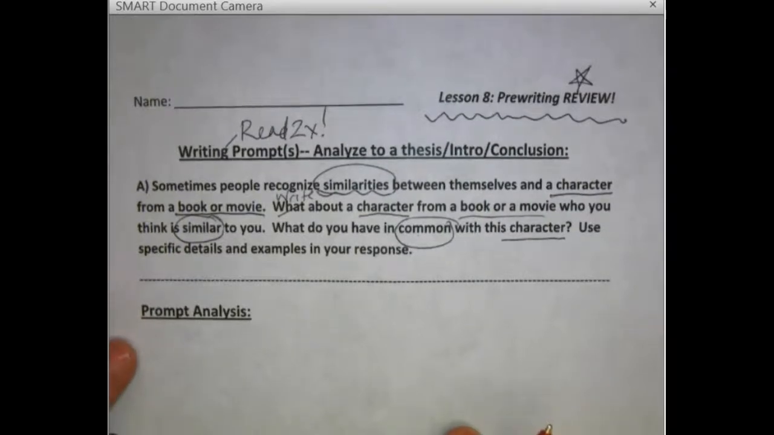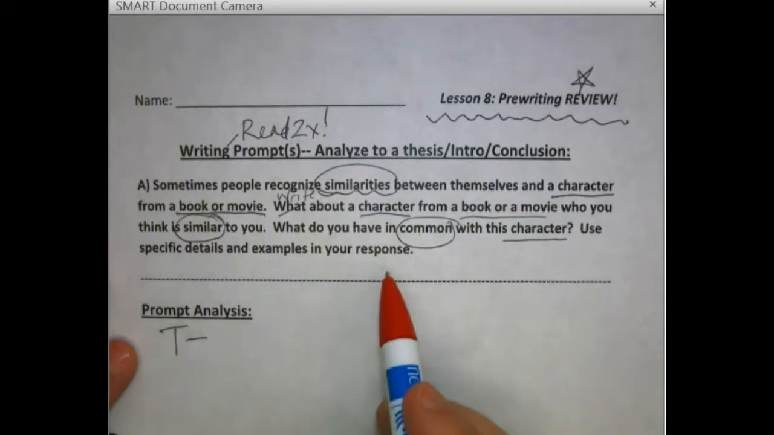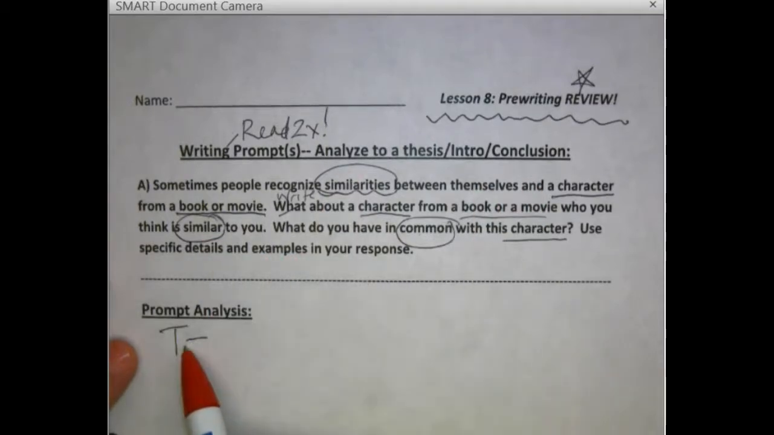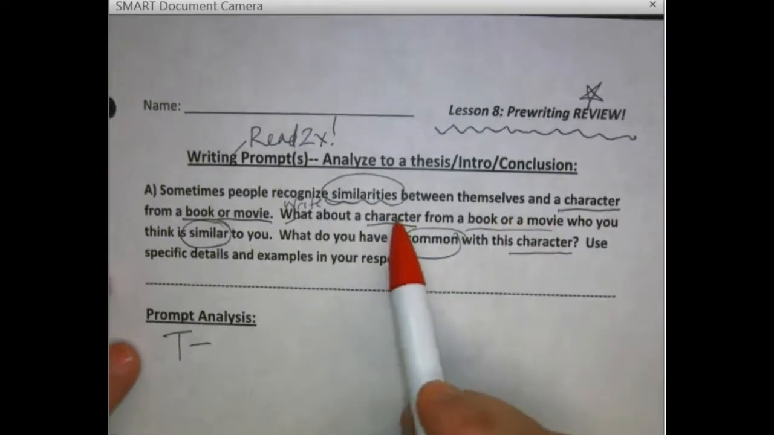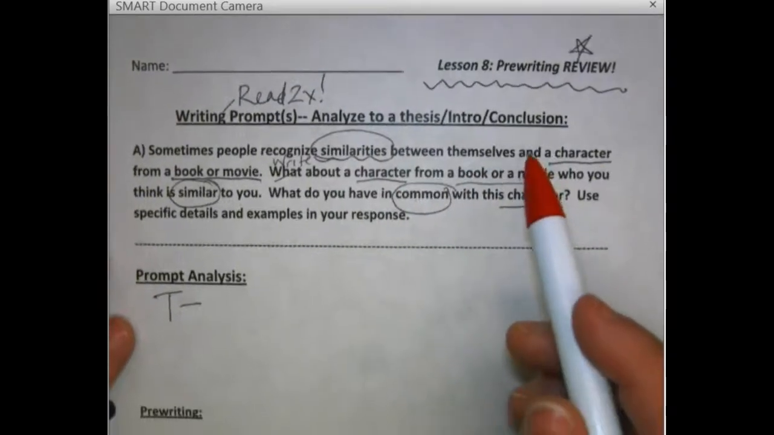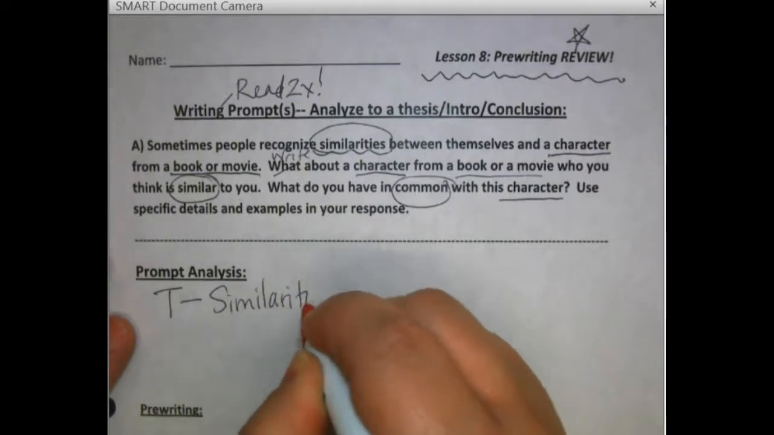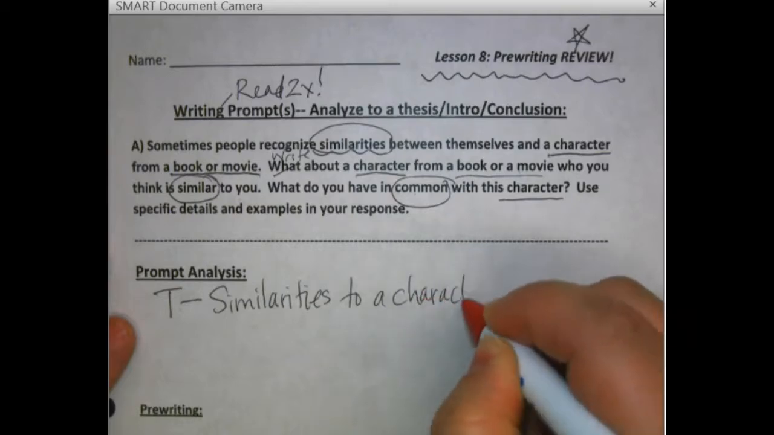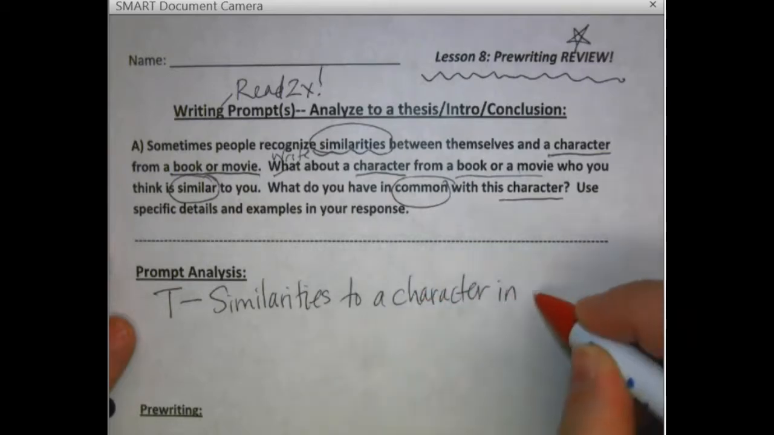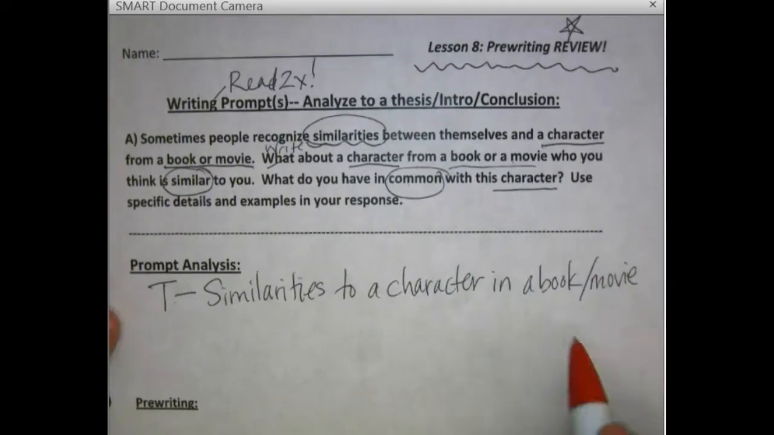So ultimately, what I'm trying to figure out is my topic. What is everybody writing about who gets this prompt? And everybody is writing about something about similarities with a character from a book or movie. So that's all we need to say. What is similar? Similarities to a character, only one character, in a book or a movie. Now, could you do a TV show? I don't know, it says book or movie, so I would just stick with that.